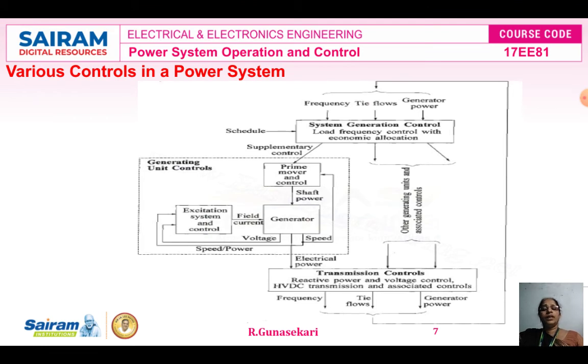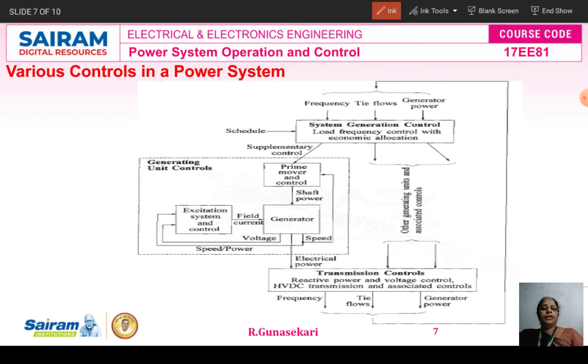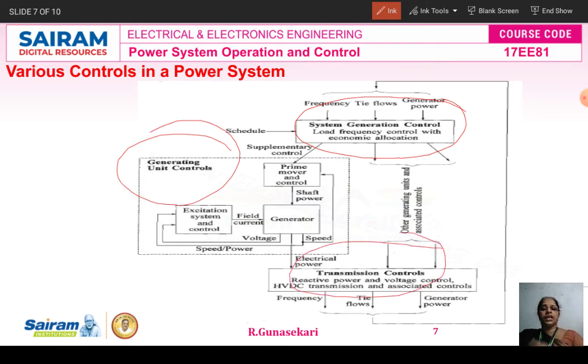Now you see what are the various controls used in the power system. Now you see the schematic diagram. Here that means three controls are there. One is system generation control. Another one is generating unit control. Third one is transmission control. Three controls are used in the interconnected power system.